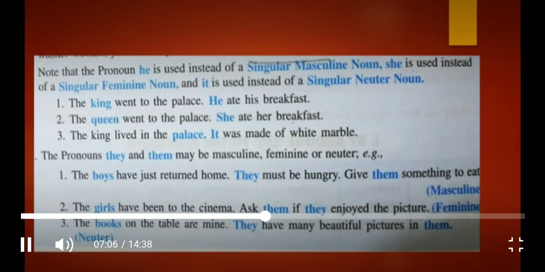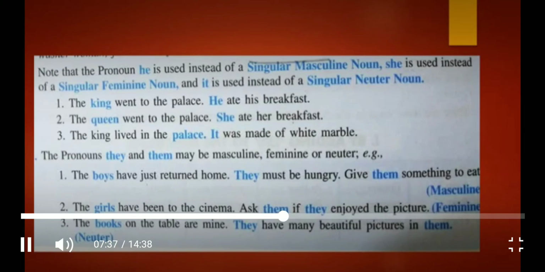Next example. The girls have been to the cinema. Ask them if they enjoyed the picture. Here, them and they stand for girls, so they are feminine gender. The books on the table are mine. They have many beautiful pictures in them. Here, they and them are used in place of the noun books, so they are in neuter gender form.